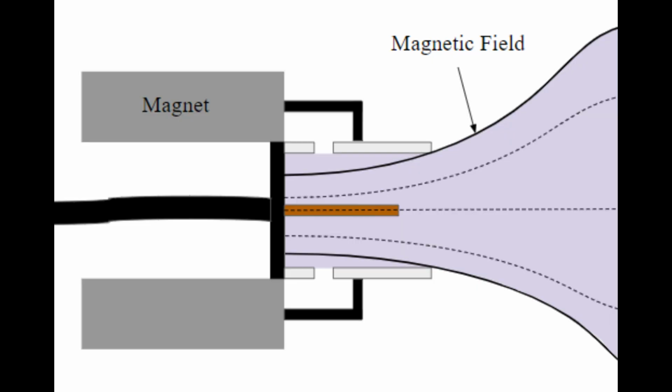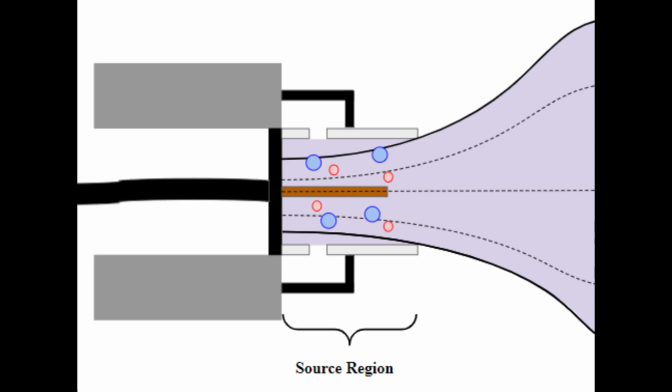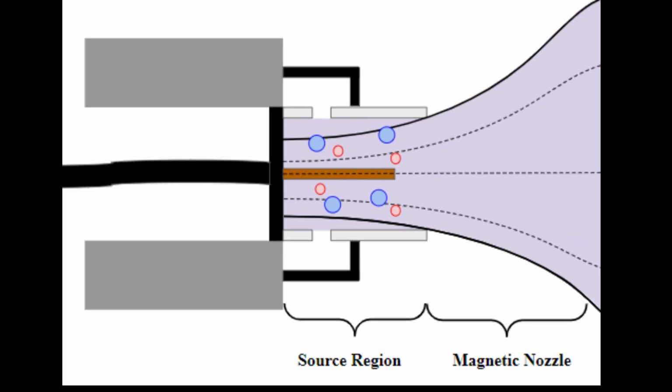The type of ECR thruster we study here at PEPL utilizes a magnetic nozzle architecture. Let's take a look at a cross-section of the thruster to understand how this works. Here you can see the permanent magnets at the back of the thruster, shown in gray. The magnetic field is then represented by the black dashed lines. Within the thruster, we have our source region, where the plasma is made using the ECR reaction we just talked about. You can see the electrons shown in red and ions shown in blue. Downstream of the source region, the magnetic field diverges, creating our magnetic nozzle effect.